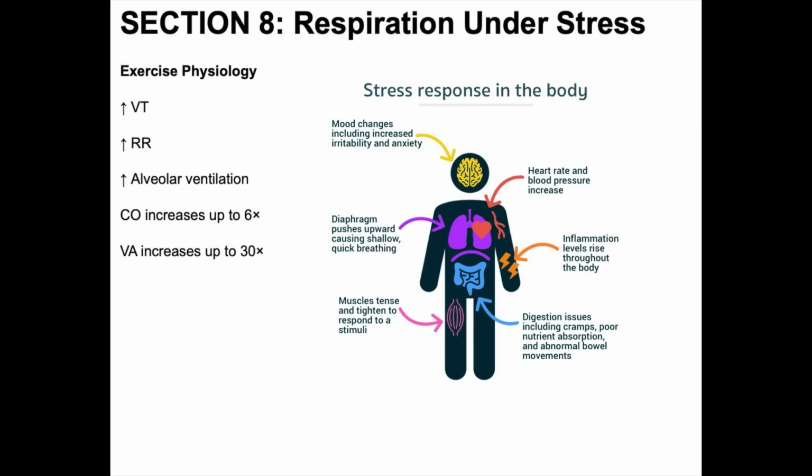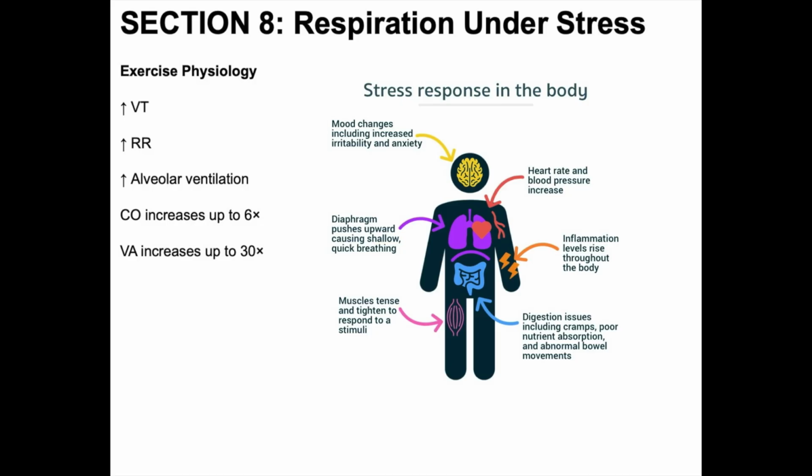Okay, so respiration under stress, or just exercise, right? So during exercise, tidal volume increases first, then respiratory rate increases. Alveolar ventilation increases dramatically, up to about 30-fold, and cardiac output can increase up to 6-fold. So ventilation increases proportionally to metabolic demand initially.